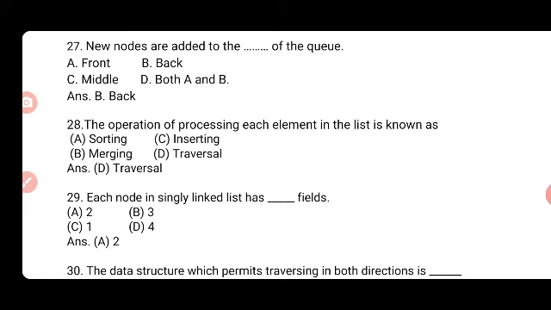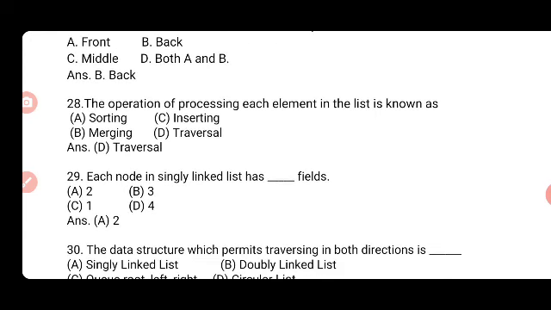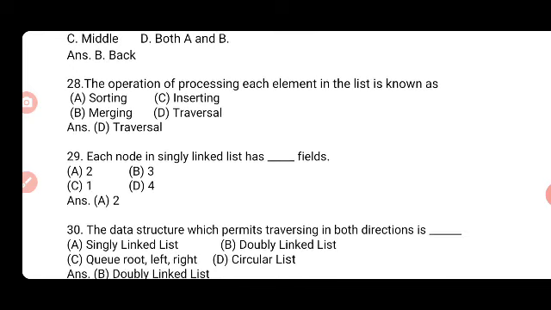Question number 28. The operation of processing each element in the list is known as: option A, sorting; option B, merging; option C, inserting; option D, traversal. Traversal is the correct answer to this question because it refers to the process of visiting each node in a data structure exactly once.